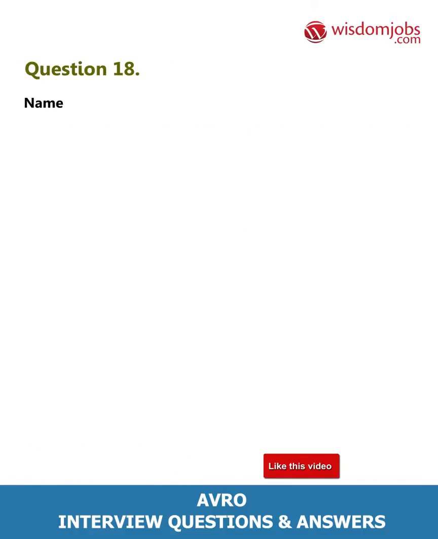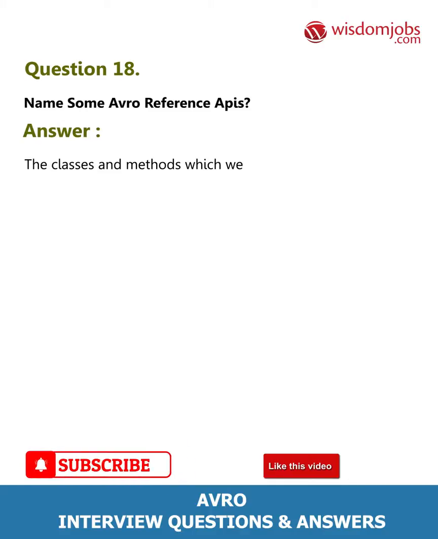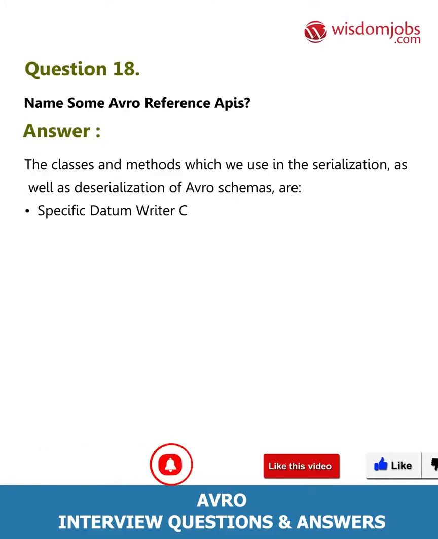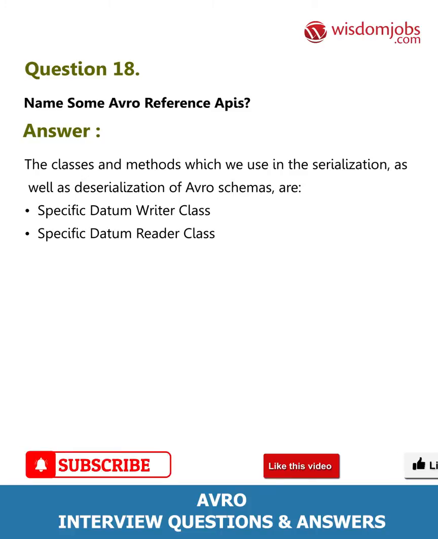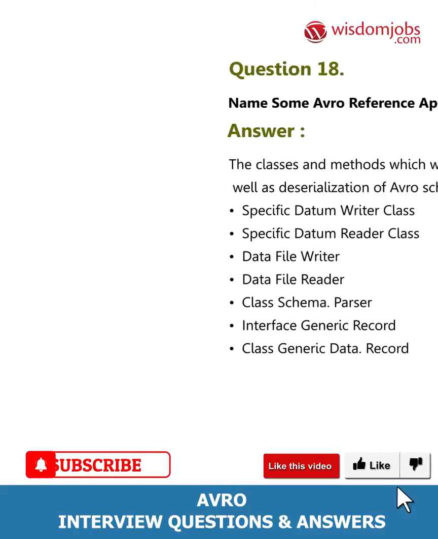Question 18. Name some AVRO reference APIs. Answer. The classes and methods which we use in the serialization as well as deserialization of AVRO schemas are: SpecificDatumWriter class, SpecificDatumReader class, DataFileWriter, DataFileReader, Schema.Parser class, GenericRecord interface, GenericData.Record class.